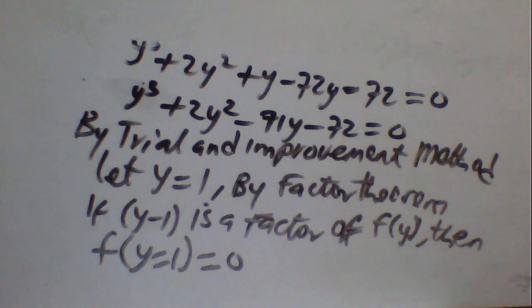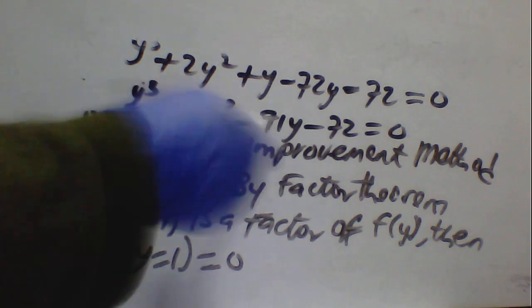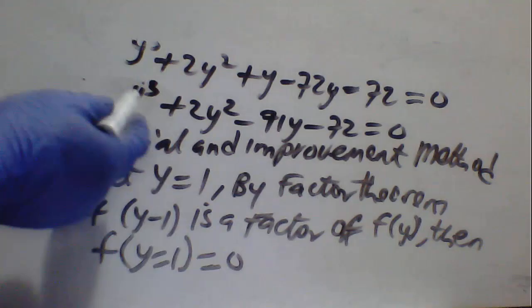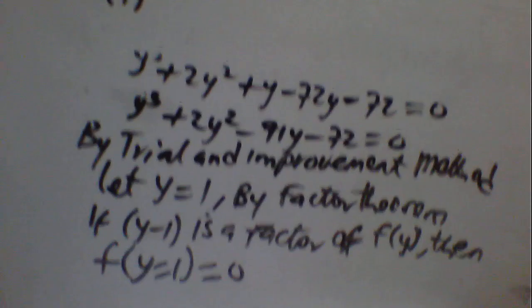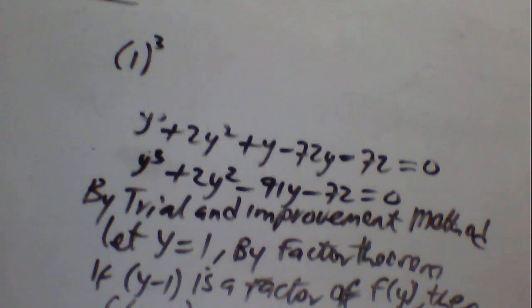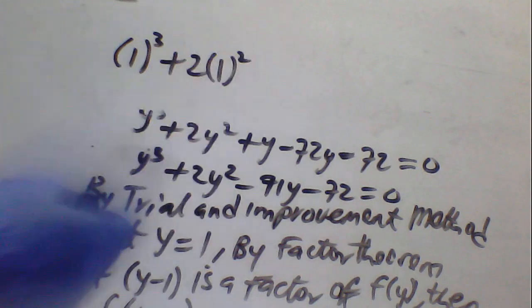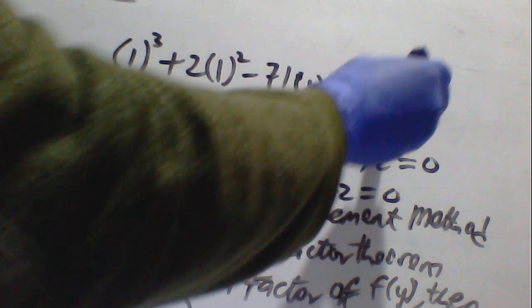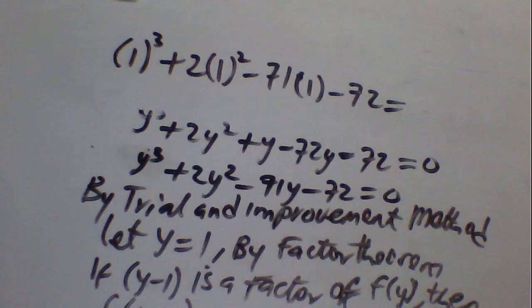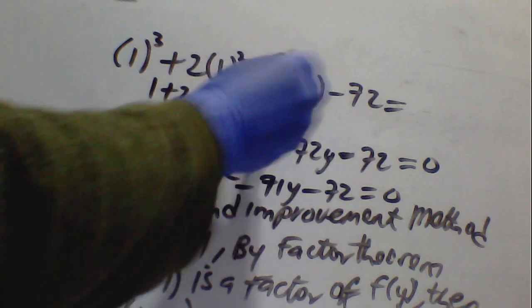So to prove whether it is a root of this equation, we have to substitute it in this equation. So in this case, wherever you see y, we put 1. So we have 1 raised to the power 3 plus 2 in bracket 1 raised to the power 2 minus 71 multiplying 1 minus 72. So solve it. So here you have 1 plus 2 minus 71 minus 72.